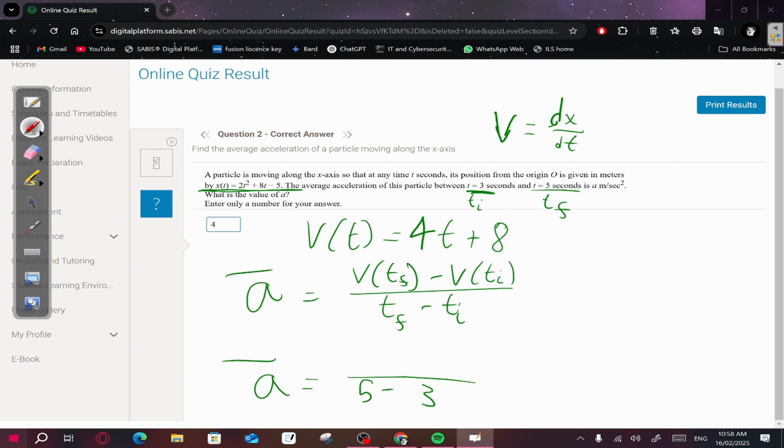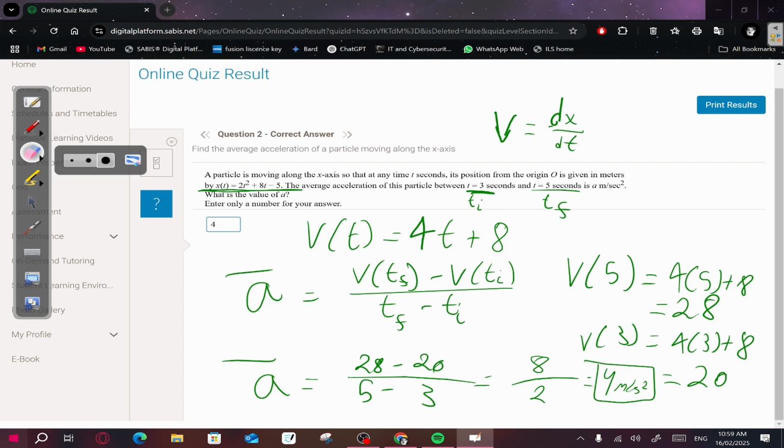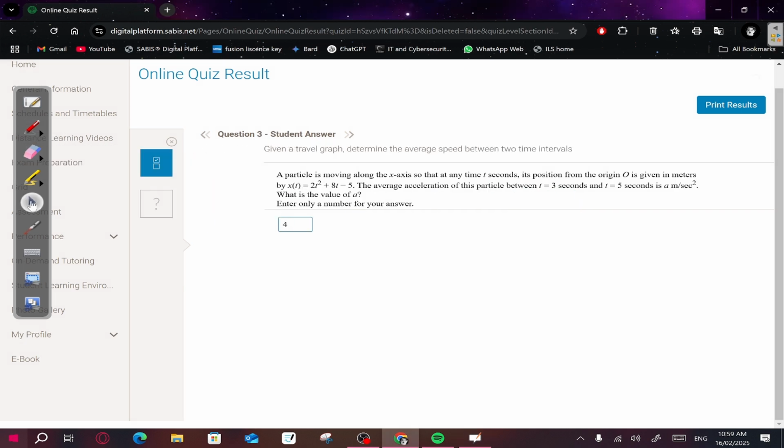So v of 5 equals 4 times 5 plus 8, this equals 28, right? And v of 3 equals 4 times 3 plus 8, this equals 20, right? So this is going to be 28 minus 20 over 5 minus 3. So this is going to be 8 over 2, which equals 4 meters per second squared. And this is our final answer. Okay, question 3.